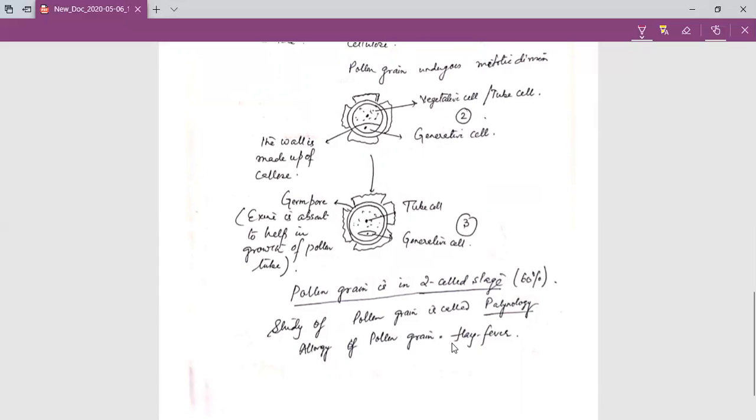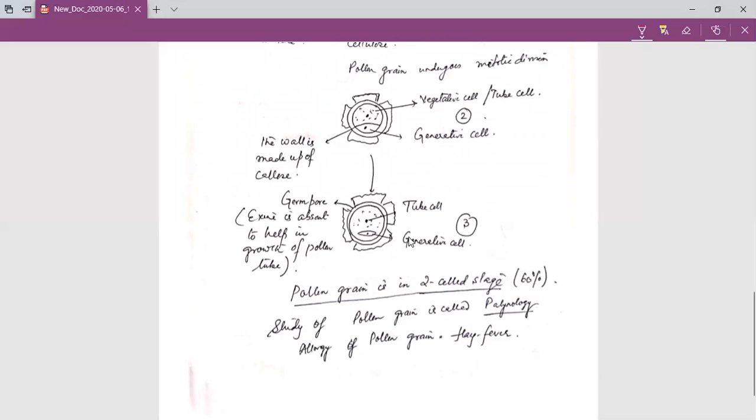So this is called pollen viability. That means a pollen can stay for a long time. That is what we call pollen viability. Some pollens can stay for 2 or 3 days. Some pollens can stay for years after years. Okay, so we have discussed microsporogenesis, and this part, the development of pollen grain from the microspore tetrad, is called the development of the male gametophyte.